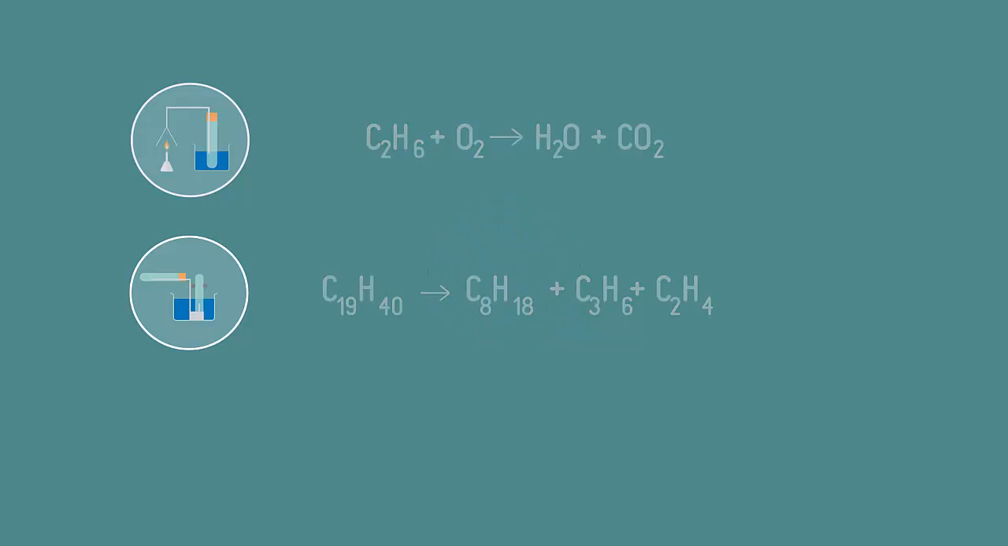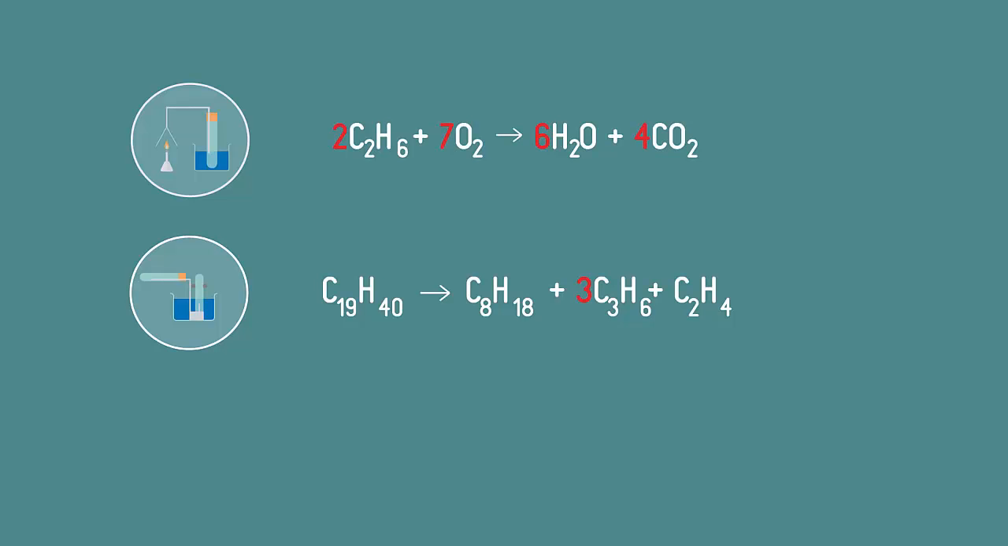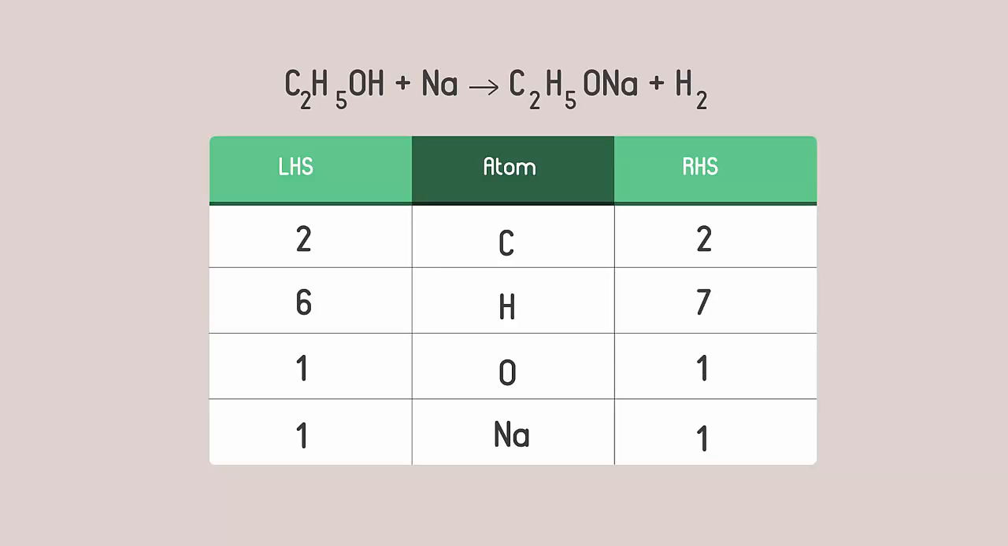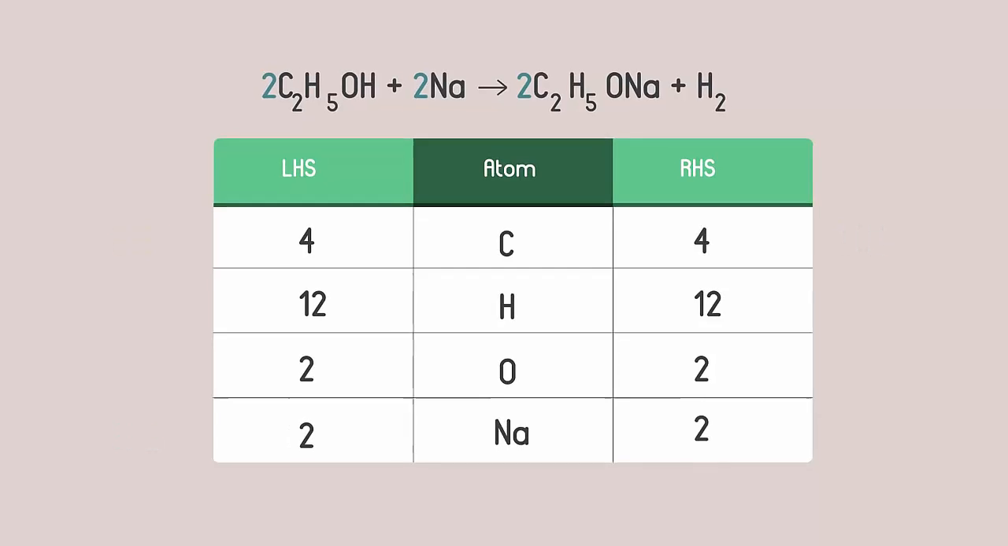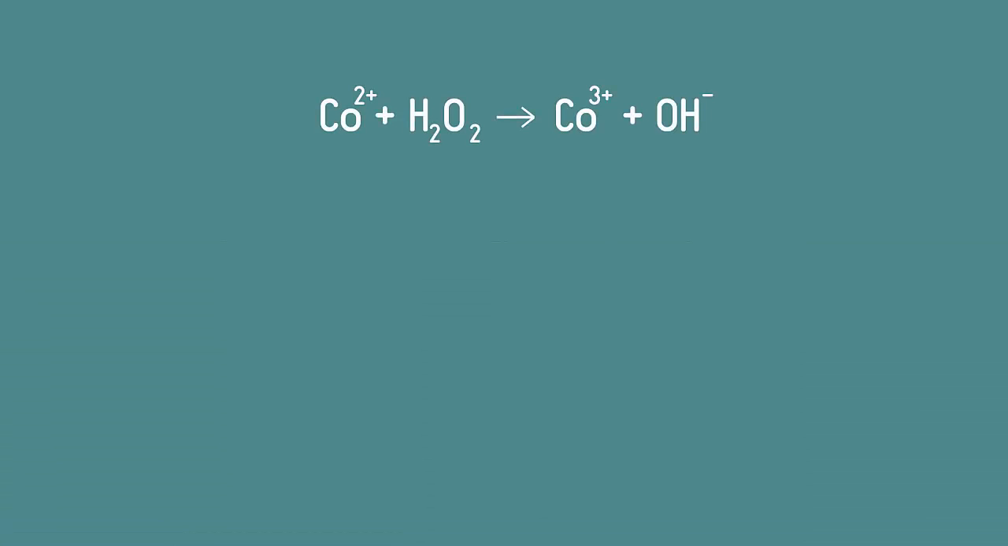Now let's see the answers. Here they are. If you made a mistake, remember to redraw the whole table and count up the atoms every time you change the numbers at the front. Sometimes it takes a bit of trial and error. If there are charges in a formula, these also need to be balanced.